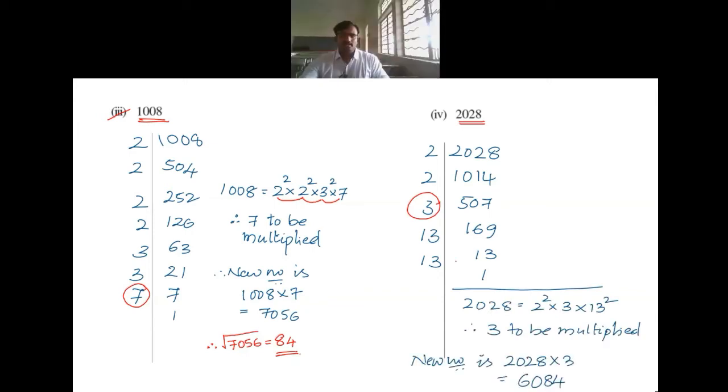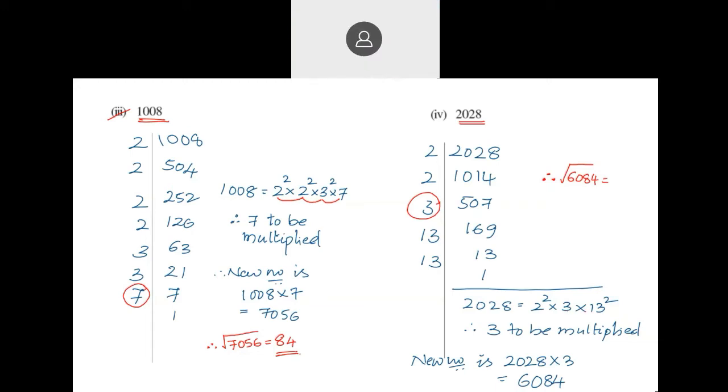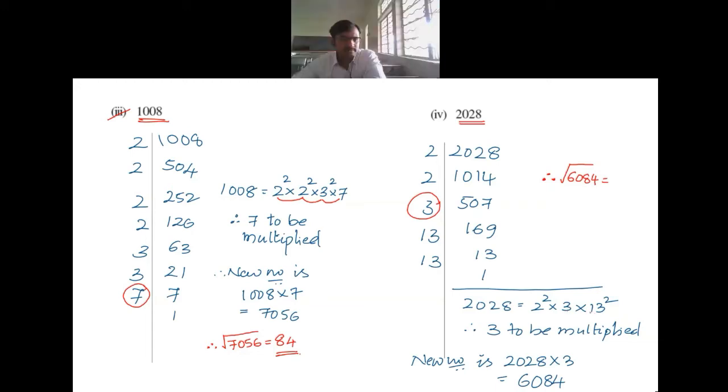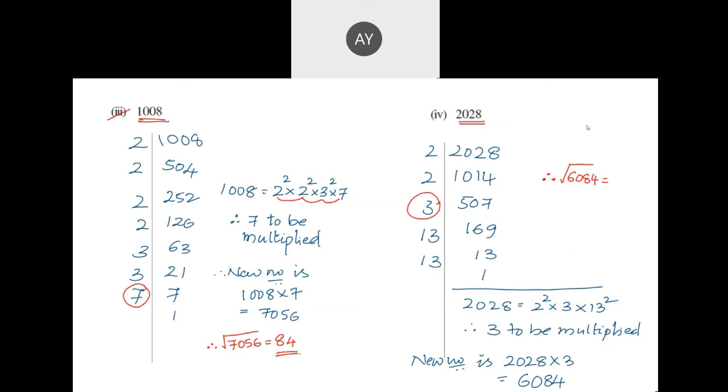Therefore, at the end you have to write root of 6084 is equal to 78. From here, 13 and 3 are there. If 3 is multiplied, it becomes 3 squared. So 13 threes are 39, multiplied by 2 is 78.